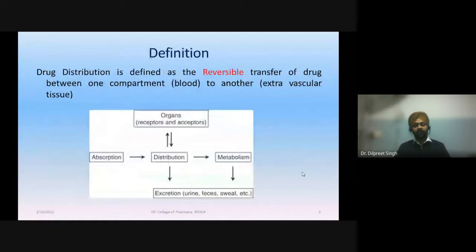Drug distribution is defined as the reversible transfer of the drug between one compartment, that is the central compartment, a larger compartment that is filled with blood, and another compartment called the peripheral compartment, that is the extravascular tissues. So the distribution of the drug between these multiple compartments corresponds to metabolism and the excretion in the urine.